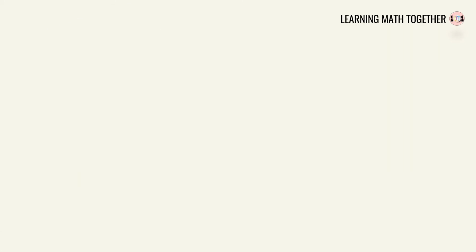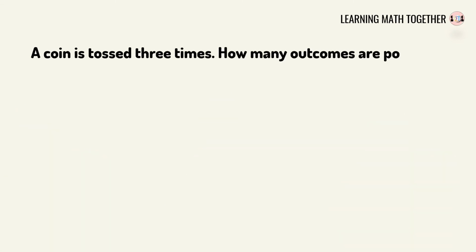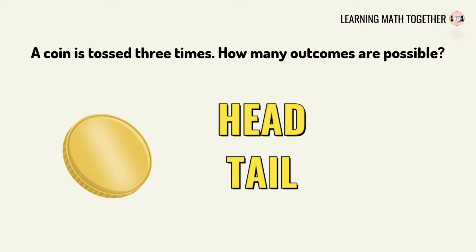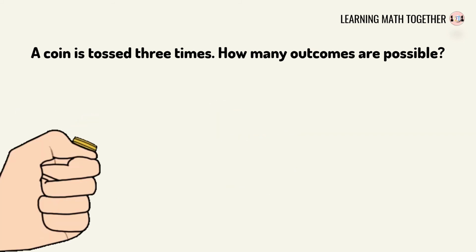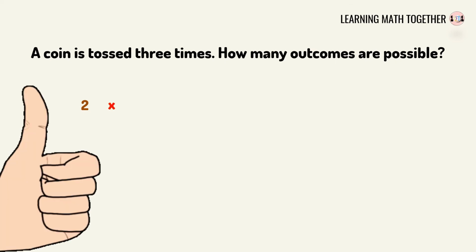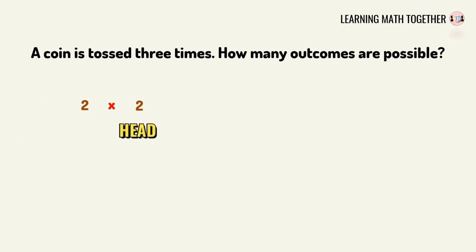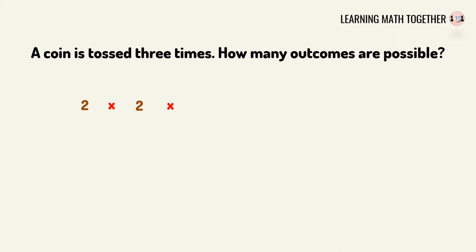Here's another problem. A coin is tossed 3 times. How many outcomes are possible? Take note that in this problem, we have a coin which has 2 faces. It could be head or tail. And remember that you're going to toss it 3 times. So the first time you toss the coin, we could have 2 possible outcomes. It could be head or tail. And then the second time you're going to toss a coin, it could be head or tail again. And then for the third time in tossing a coin, there are 2 ways. It could be head or tail.